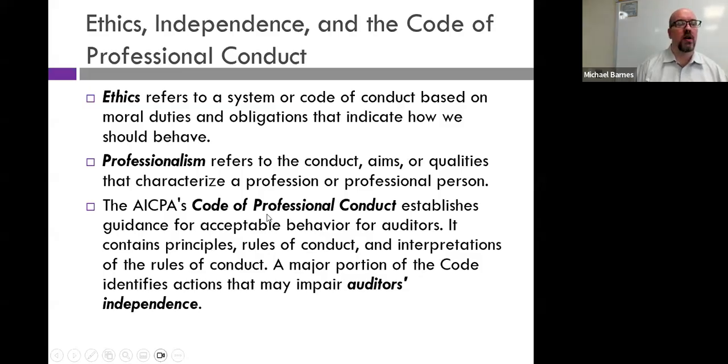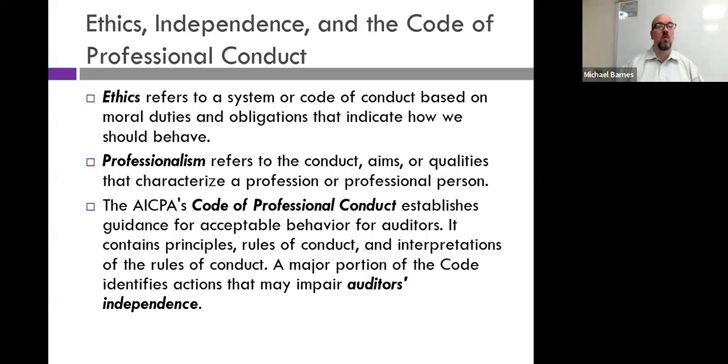One thing that's really, really critical in auditing nowadays is this idea of ethics, okay? Which is a system or code of conduct based on how moral duties or obligations indicate how we should behave. More important to that is this idea of professionalism, which is how we display our ethics. We've actually got something in auditing and under the CPA guidelines called the Code of Professional Conduct. We're actually going to have a lecture specifically about the Code of Professional Conduct.